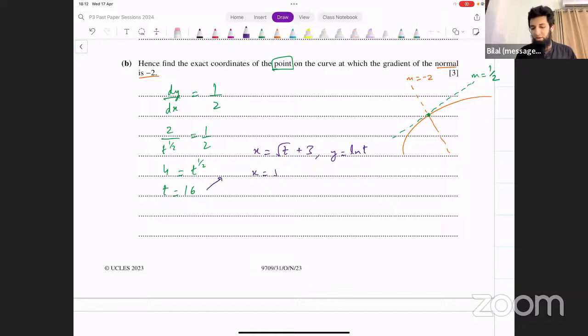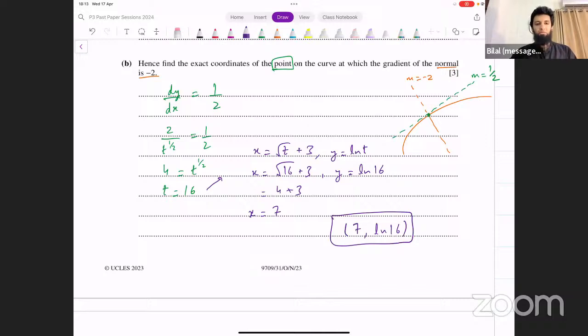X equals under root of 16 plus 3, that gives you 4 plus 3, which is 7. The value of x turns out to be 7. And y equals ln of 16. They wanted an exact answer, so you just leave it like this. Don't write it in decimals. This is the final result that you get. Now, what's the point that they were talking about? 7 and ln of 16. That's your final answer.